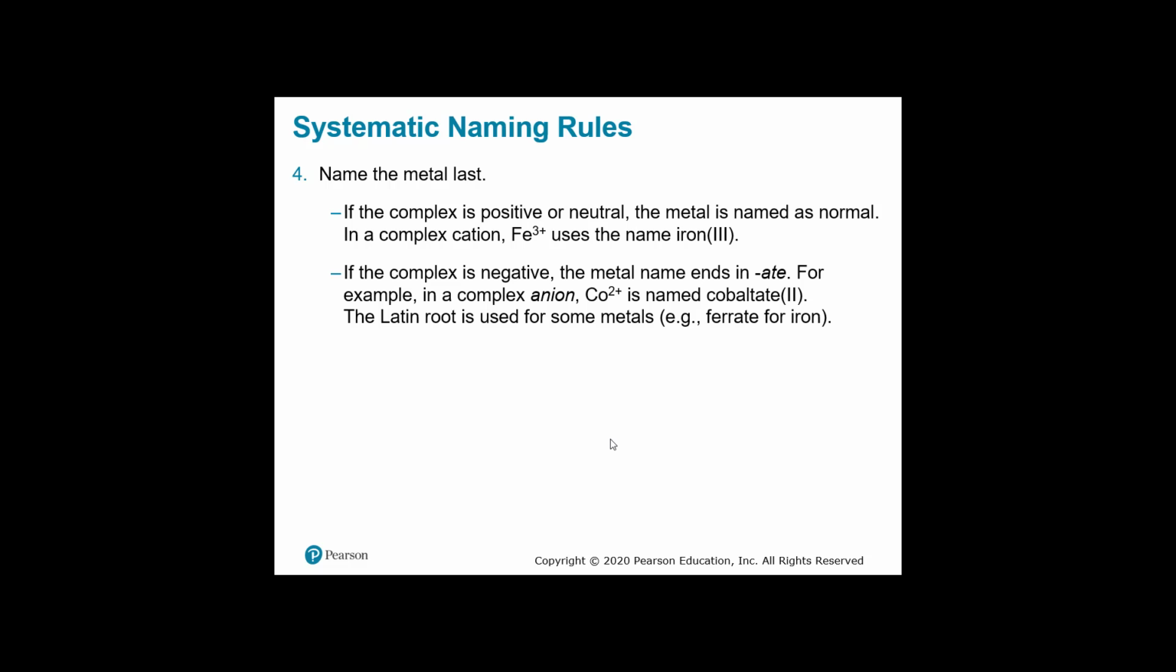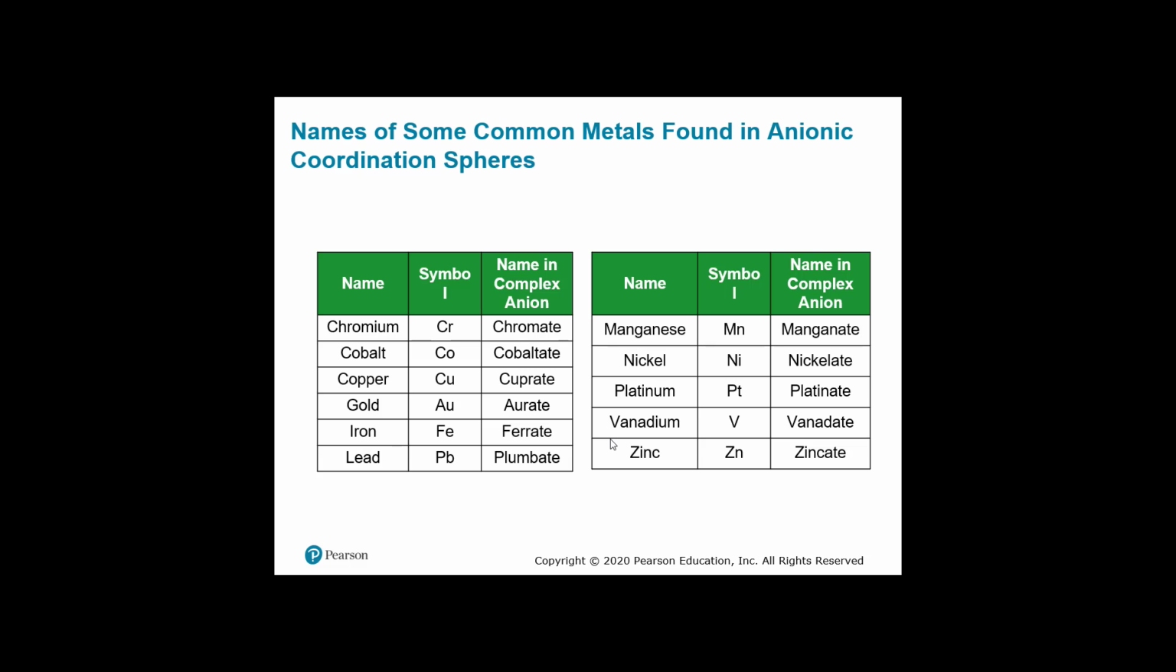The metal name ends in ate. For example, a complex ion of cobalt. This would be cobalt 2, but in this case it's going to be negative, so it'll be cobaltate. And why is it going to be negative? Because we look at the whole compound overall, and then you can see if it's positive or negative. So in this case, we use the ate ending instead of leaving the name the way we normally know it.